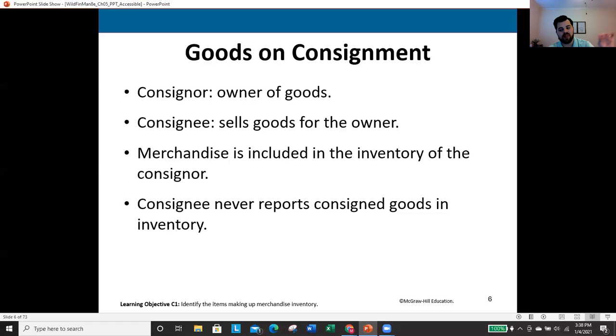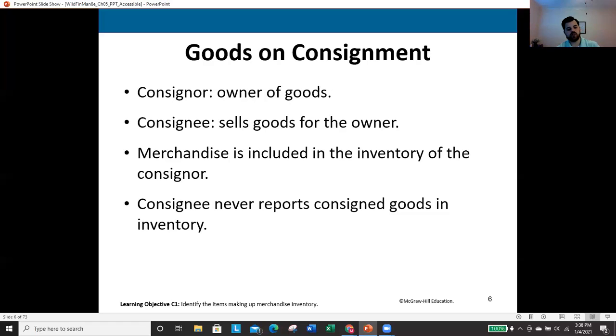And that's because they don't have the right to that inventory if I decide to take it back. So the merchandise in a consignment operation belongs to the consignor. The consignee just facilitates the sale. Because of this, the consignee will never report those consigned goods in inventory. So you end up with an interesting situation if you have an operation where they do some consignment, but they sell some of their own goods.